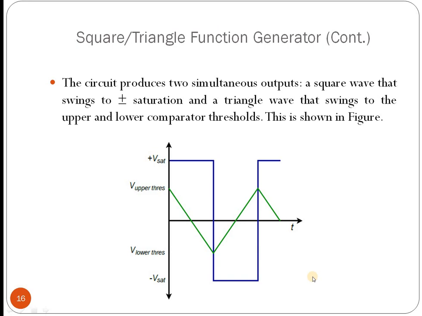Here the output of the square-triangle function generator is shown. You can see two types of output, that is, the circuit produces two simultaneous outputs. One is a square wave, another is a triangular wave. The square wave swings between positive saturation V saturation and negative V saturation, and the triangular wave swings between the V upper threshold and the V lower threshold.